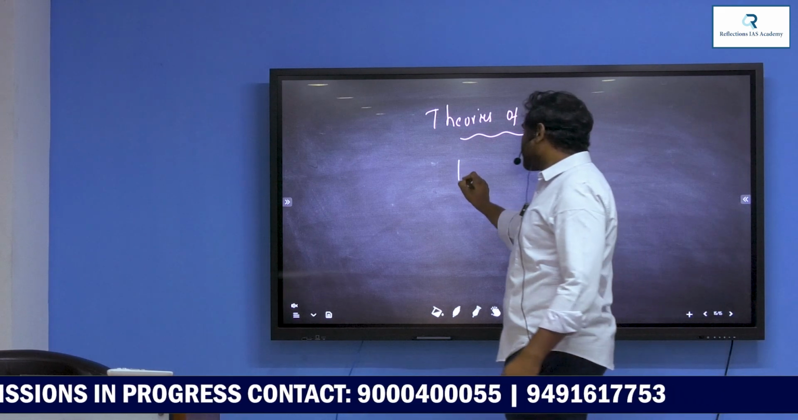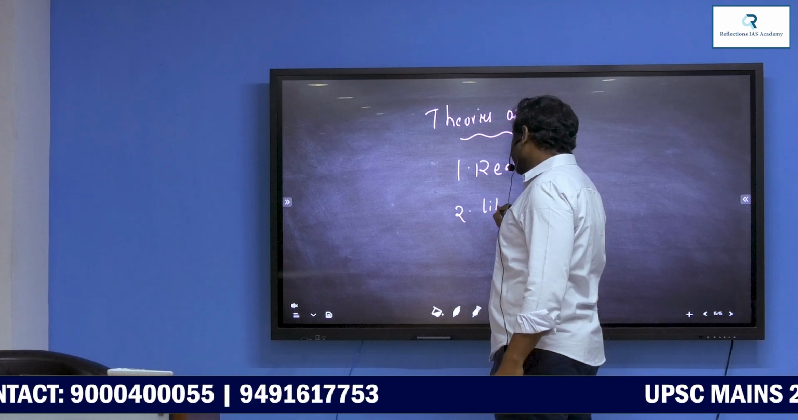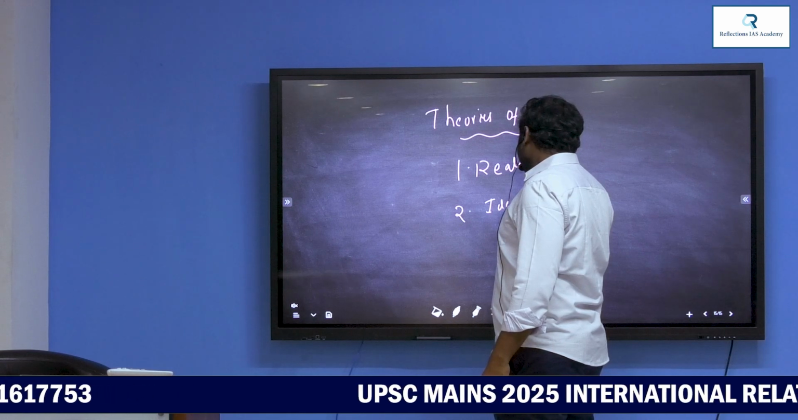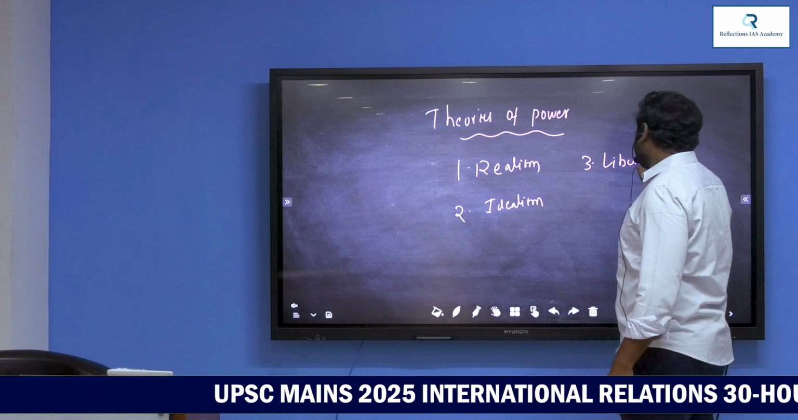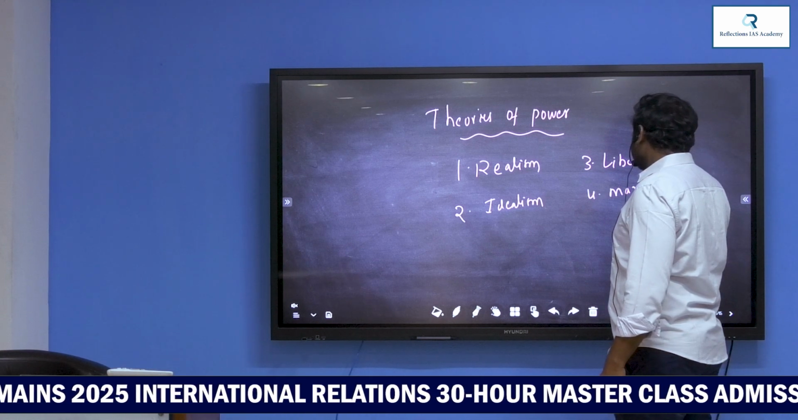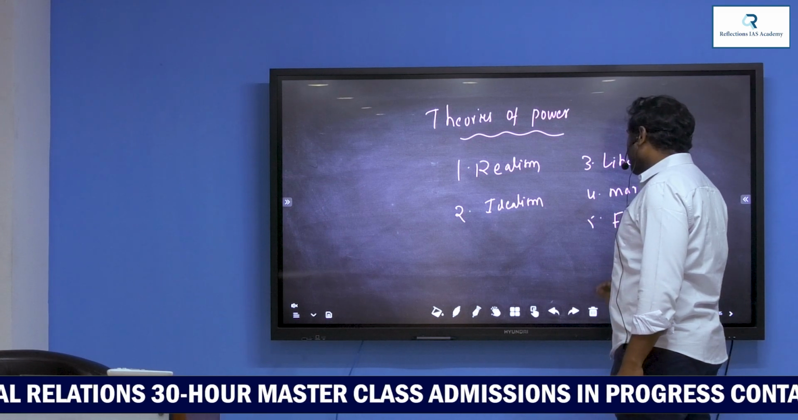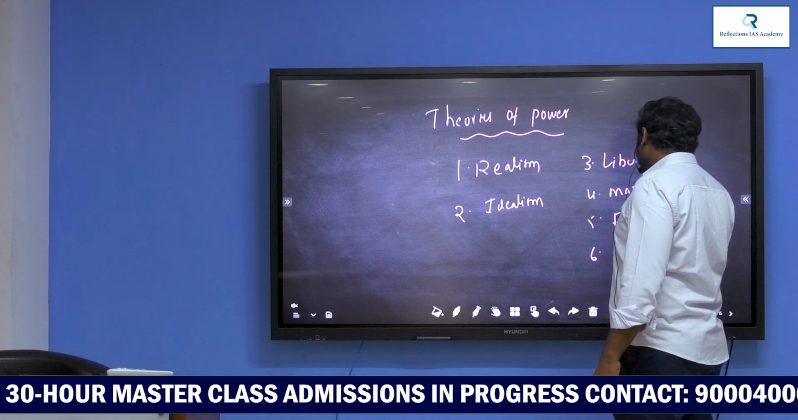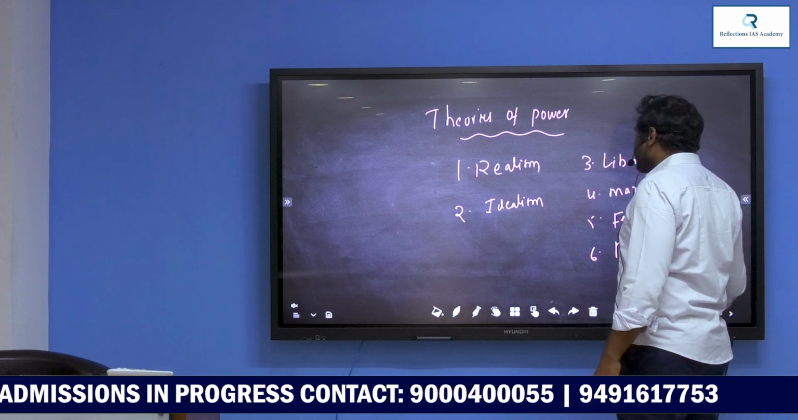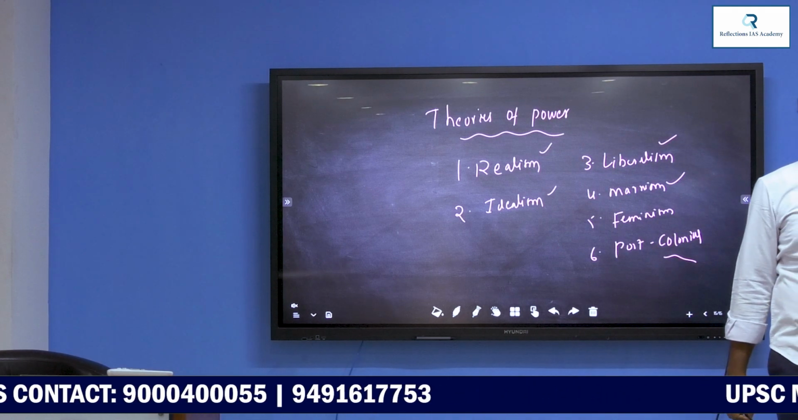One theory of power is realism. Another theory of power is idealism. The third theory of power is liberalism. The fourth is Marxism. Fifth is feminism, etc. You have a lot of theories like post-modernism, post-colonialism. You have other theories, but the important theories that we need to go through would be realism, idealism, liberalism, Marxism, and feminism as well.